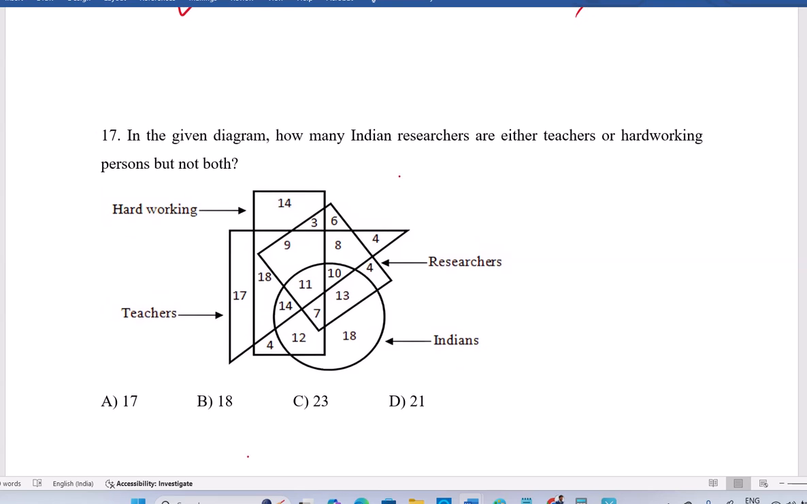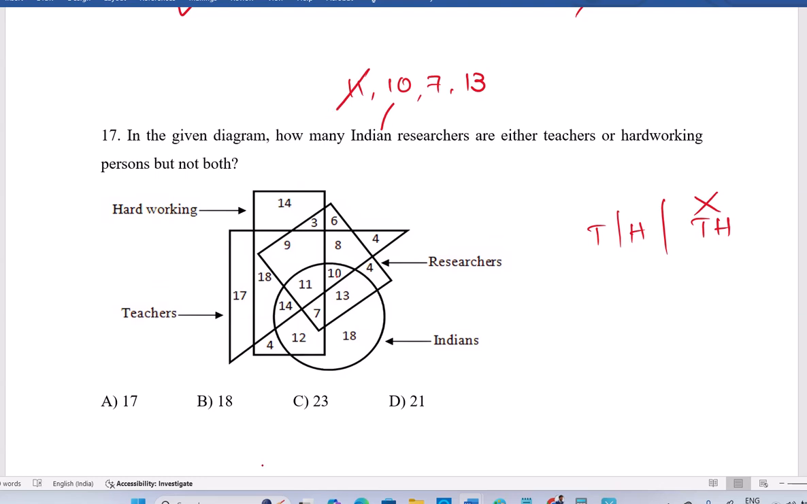Now here, Indian researchers. First of all, who are Indian and researchers? Indian, this circle, researchers is this. So this is 11, 10, 7, 13. Now I want teacher or hardworking, but I don't want both. If any candidate is both, I don't want that. Both is not okay. 11, you see, 11 is in teacher, 11 is in hardworking. I don't want that.